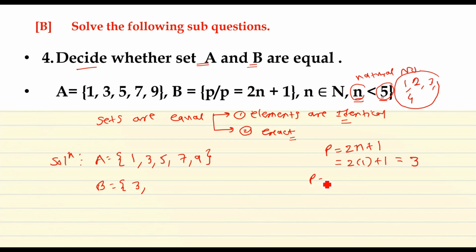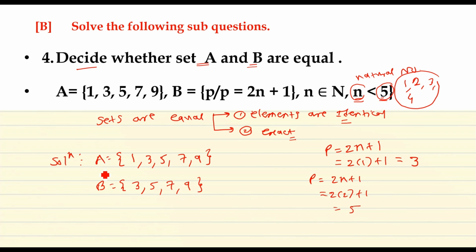Now I want to find the second element. Again in the same format, I will put n equal to 2, then this is going to be 5. So this is going to be 5, next will be 7 and next will be 9. Now the question is asked whether it is equal or not.